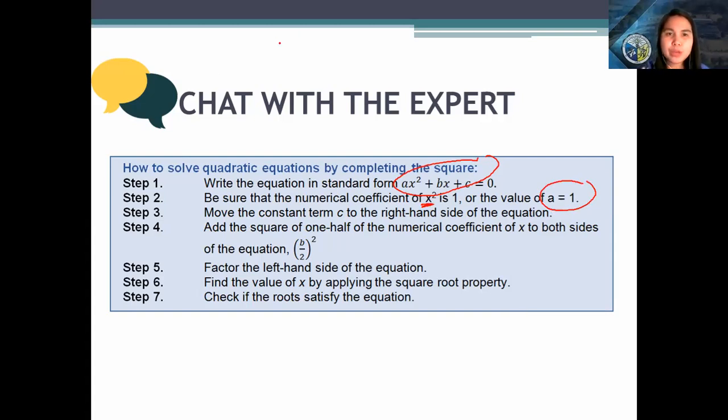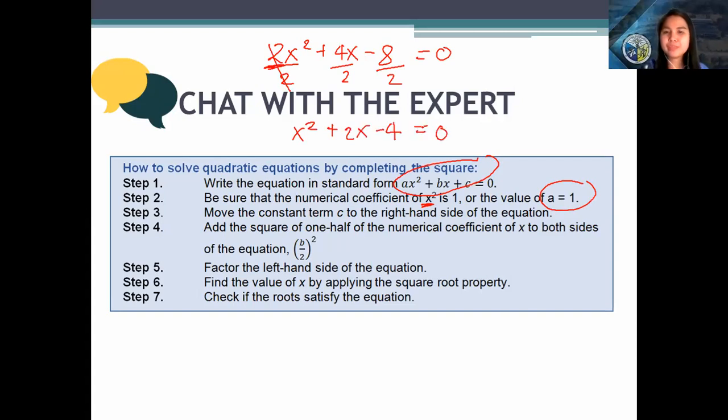Example, we have 2x squared plus 4x minus 8 equals 0. If the value of a is not 1, then you need to divide all by the value of a. So divide all by 2. So we now have x squared plus 2x minus 4 equals 0.